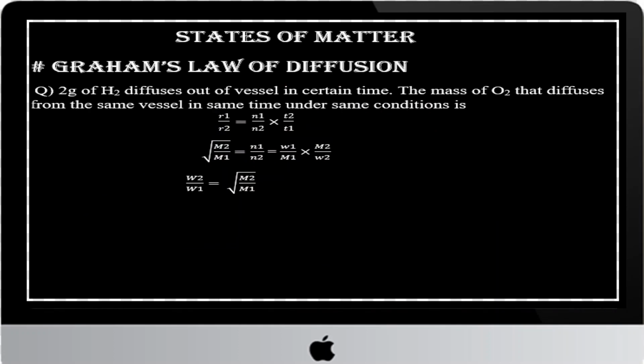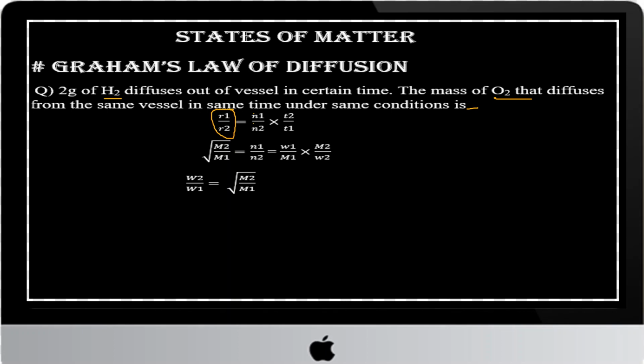To understand Graham's law of diffusion, here is an important question for you. 2 grams of hydrogen diffuses out of a vessel in a certain time. The mass of oxygen that diffuses from the same vessel in the same time under the same conditions is? Here is the relation between number of moles and time, meaning we should write the equation R1 by R2 equals N1 by N2 into T2 by T1. Here we can write R1 by R2 as root over M2 by M1 because they have given oxygen and hydrogen.